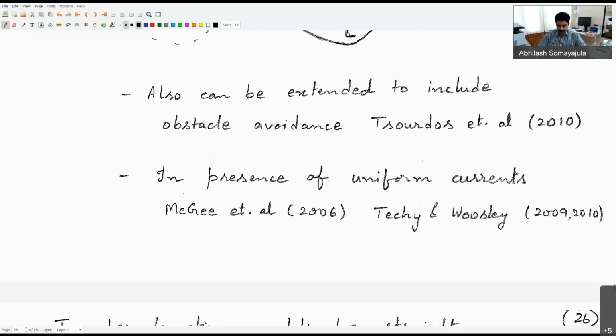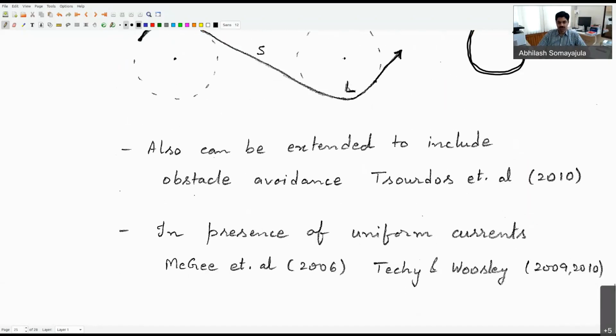Now, later on, people have also shown that this can be extended to include obstacle avoidance. They have done that. There is one paper here from 2010 which discusses that. Similarly, what happens in the presence of ocean currents and uncertainties, how do you deal with them, and how well Dubin's path performs in such a case has also been discussed, sometime in 2006 to 2010. So you'll see a lot of work actually happened sometime in the late 90s and the early 2000s in this area.